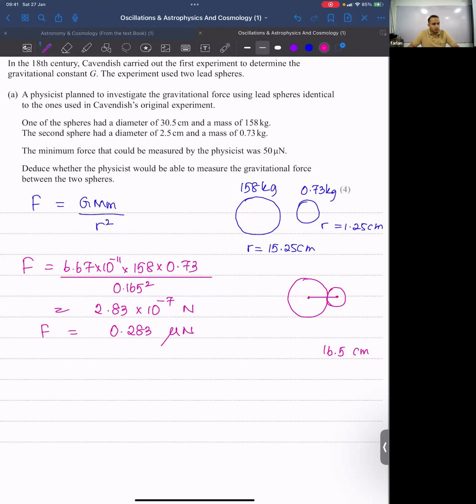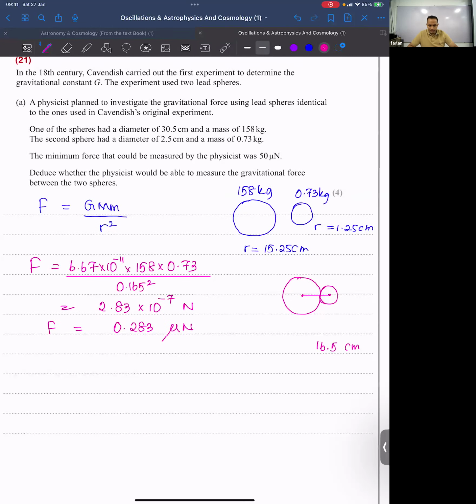Am I right? So which means the minimum force that he can measure by whatever gadget he has, the smallest force that he can measure is 50 micronewtons. Am I right? So do you think he can measure it? Whether he would be able to measure the gravitational force between the two spheres, this is less than 50 micronewtons. So the conclusion is no, he cannot.